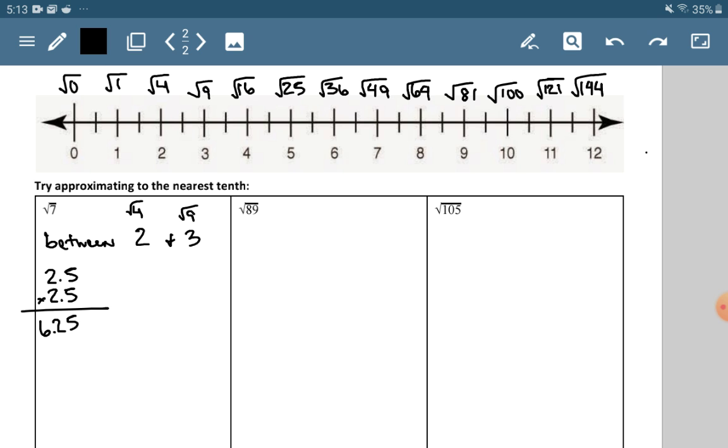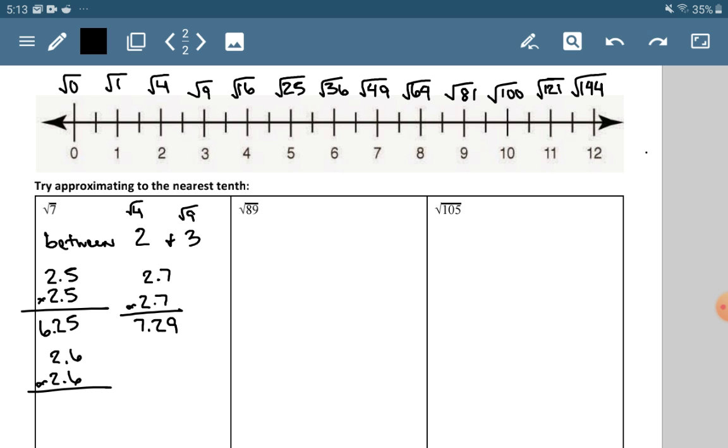The whole goal of this is to get as close as we can without going over. So the next number I might try is 2.7. You might have tried 2.6, and that's fine also. This is all guess and check. So you would work out 2.7 times 2.7, do all your work, and you would end up getting 7.29. That's too much. So between 2.5 and 2.7, my last guess that I can make is 2.6.